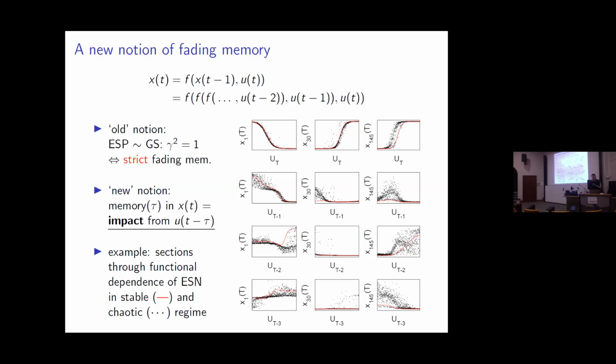So we say that fading memory is not fading memory with respect to initial conditions. Fading memory is a fading impact from past inputs. Fading memory is a fading response to past inputs as we go deeper and deeper into the past. And having this tool of consistency, it's easy to quantify this impact. And that's what it's made for.